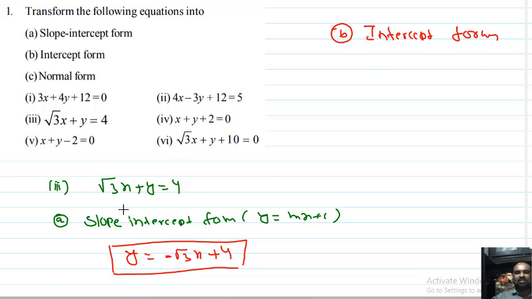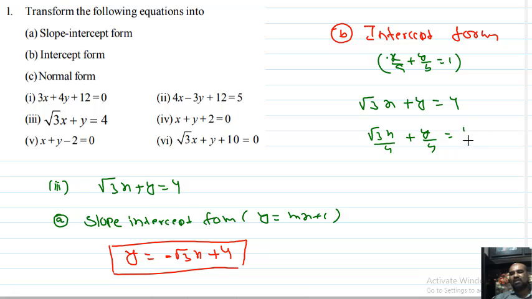So I will write in bracket what is the intercept form: x by a plus y by b equal to 1. Okay. So what is given is root 3x plus y equal to 4. What is the meaning of intercept form? X coefficient should be 1, y coefficient should be 1, and the right hand side of the equality should be 1. Okay, first of all, root 3x by 4 plus y by 4 equal to 1. What I did now, I divided through by 4. So this can be written as x by 4 by root 3 plus y by 4 by 1 equal to 1. Now, this is in intercept form.